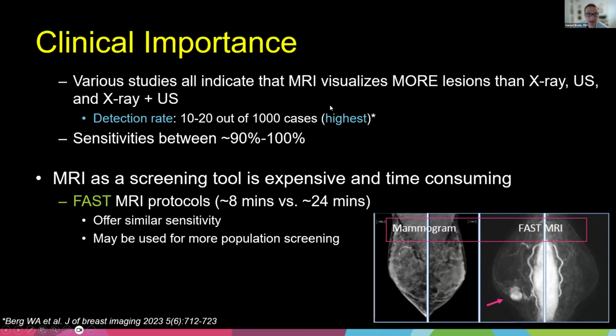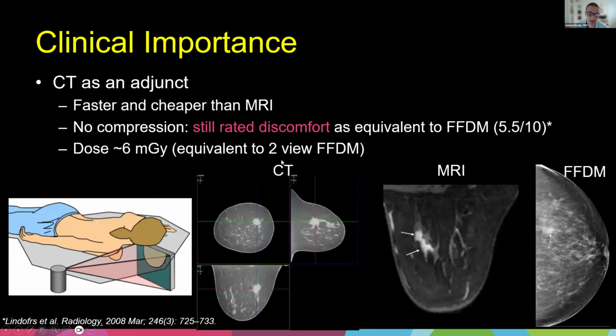And this is why, when you look at detection rates, MR is hands down the best modality for disease detection in the breast. Sensitivities range between 90 and 100%. You may wonder why it's not higher, but the 90% reflects the fact that most of the time we use MR for very difficult cases. And so because of that, sensitivity can suffer a little bit in the statistics.